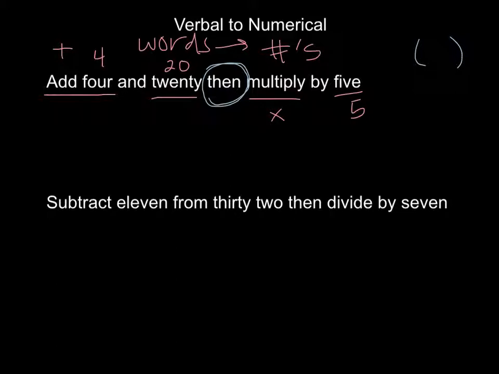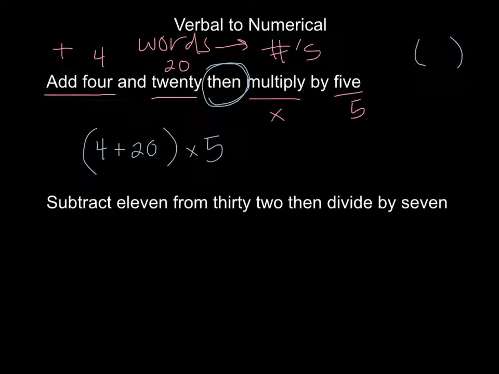So add 4 and 20 is going to look like 4 plus 20. Then tells me that they wanted me to add first. So as I see then, I know I can go ahead and put parentheses around my addition problem. Now I can multiply by 5. And there's several ways you can write this.